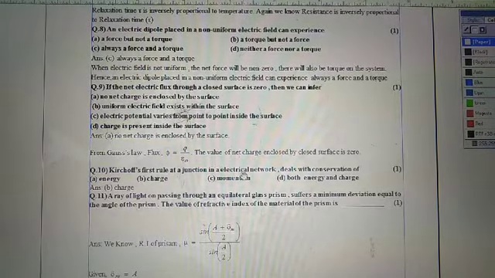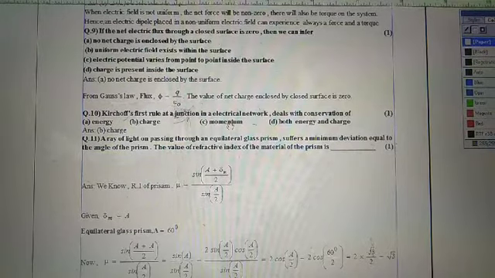If the net electric flux through a closed surface is zero, then we can infer: A, no net charge is enclosed by the surface; B, uniform electric field exists within the surface; C, electric potential varies from point to point inside the surface; D, charge is present inside the surface. The right option is A, no net charge is enclosed by the surface.